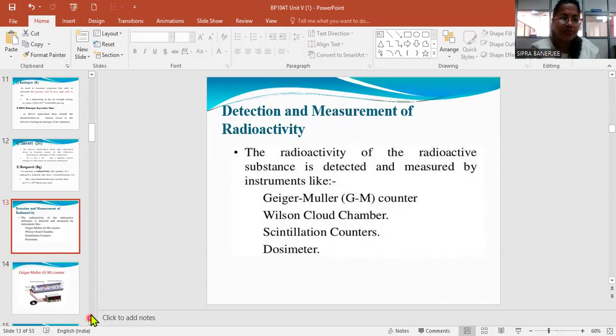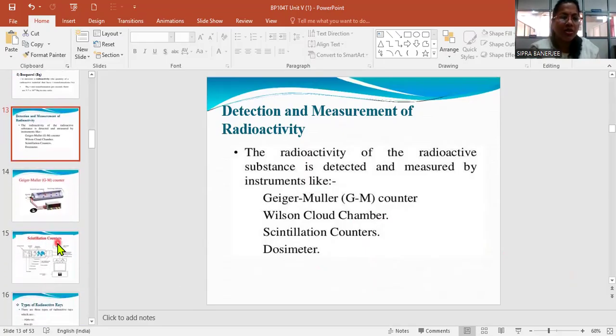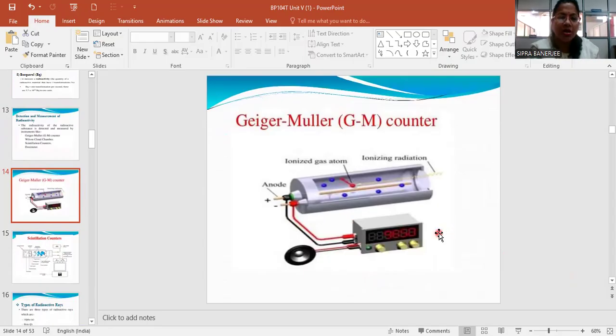Showing the diagram, this is the Geiger-Müller counter. Here a cathode and anode are placed. An ionized gas atom is there, and ionizing radiation. In this tube, radioactive material will be there. There will be ionized gas which will help to detect the radioactive rays, alpha and beta, and the ionizing radiation will be measured through a detector like an amplifier or potentiometer, and it will show the disintegration.